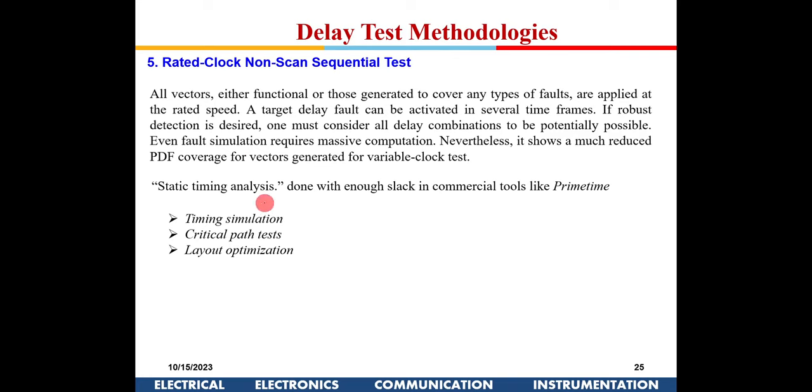Because before fabrication itself we do a lot of timing analysis. We do STA, in which we do worst case analysis, and we take OCV variations into consideration. With tools like PrimeTime we do timing simulations, critical path tests and layout optimization. Since we do an in-depth static analysis prior to fabrication, we can expect that post fabrication there won't be multiple faults. Hence there is actually no issue in doing a non-scan fast test here also.